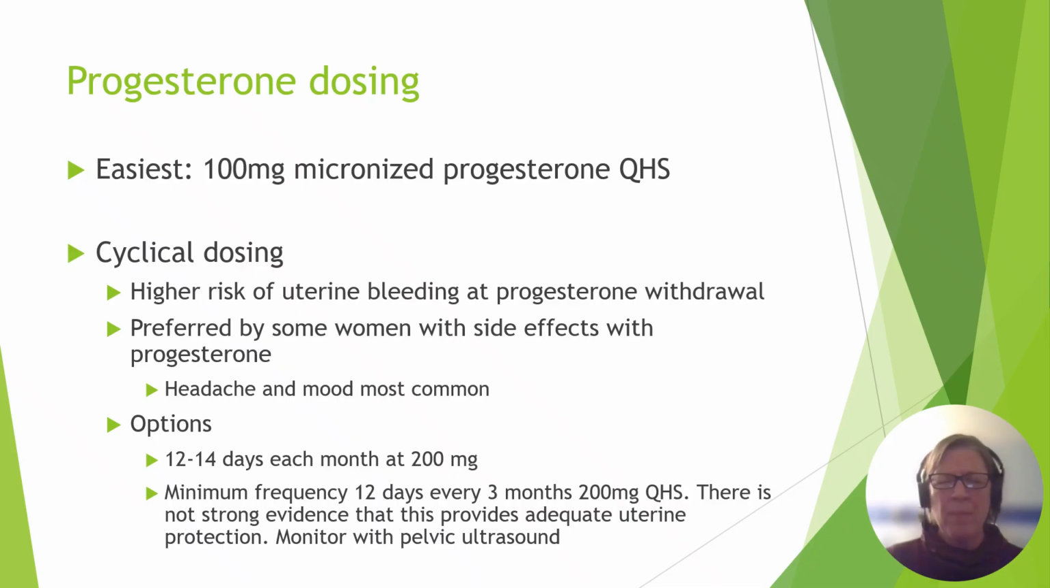There's an option of a minimal frequency of 12 days every 3 months at 200 milligrams, but this doesn't have great evidence behind it in terms of providing adequate uterine protection. And so for someone who's really not tolerating progesterone well and wants to do this minimal option, I would monitor with a pelvic ultrasound every year.